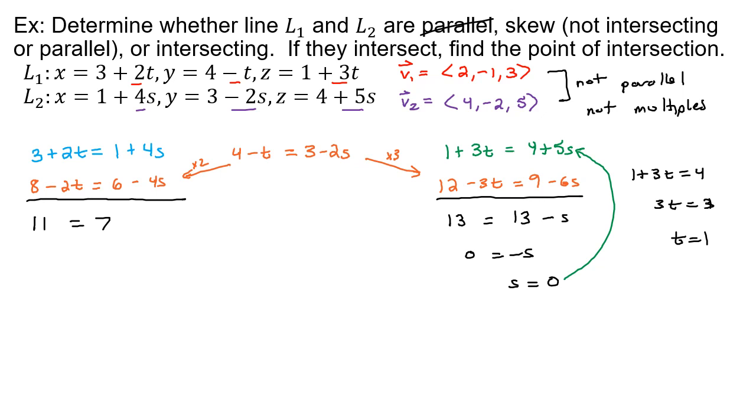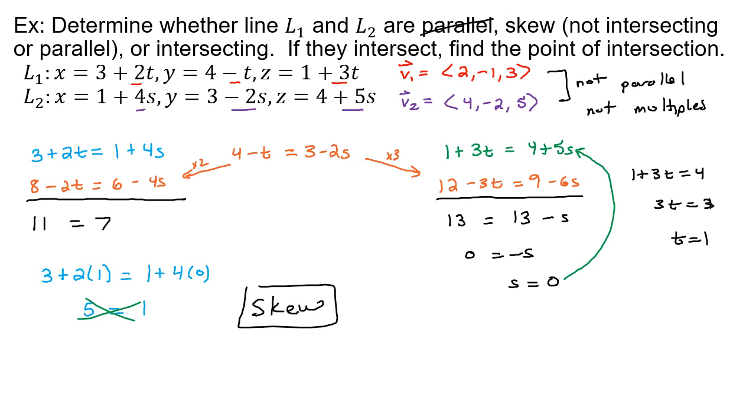Well, I get, back over here, 3 plus 2 times 1. Would that equal 1 plus 4 times 0? Well, you get 5 equals 1. So, no. It has to work for all three for it to work at all. And so since it doesn't work, the 11 equals 7 really gave it away from the get-go. But if you didn't notice that and you did one of the other ones and you got two values, you do have to plug those back in to make sure it works for all of them. And if it doesn't work for one, then they don't intersect. This is a skew set of lines. They do not intersect.